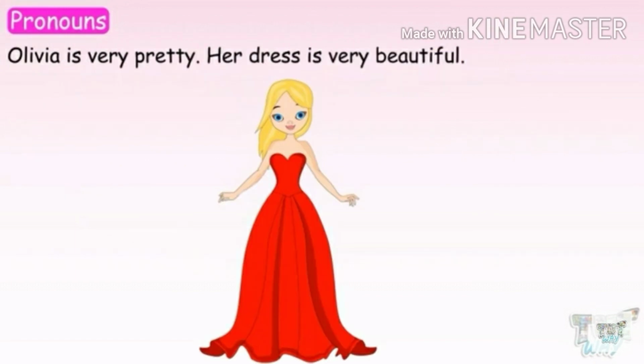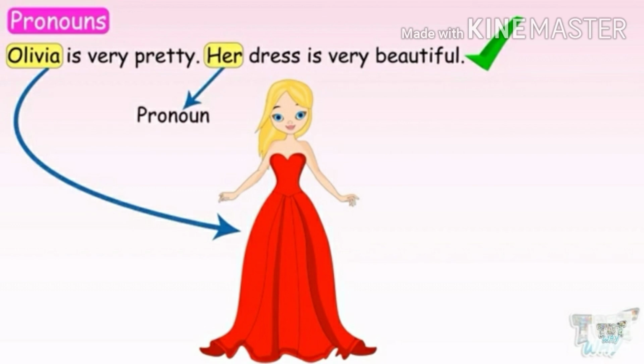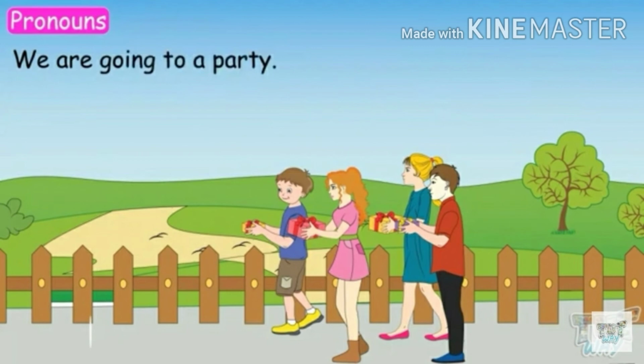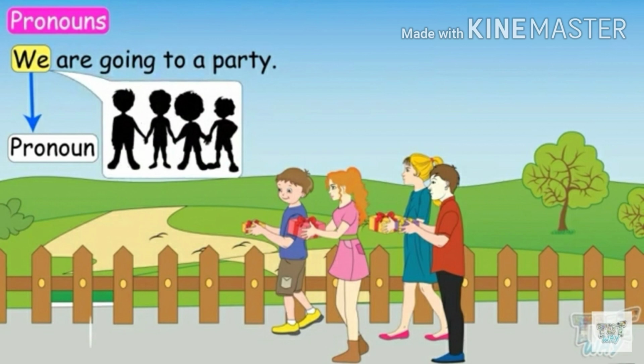Now the next sentence is "Olivia is very pretty. Her dress is very beautiful." Is this sentence right or wrong? This sentence is right because Olivia is a girl and "her" is used for girls. So "her" is a pronoun. The next sentence is "We are going to the party." Is it right or wrong? It is right because "we" is a pronoun and there are many people, so we use "we" for many people. So this sentence is correct.